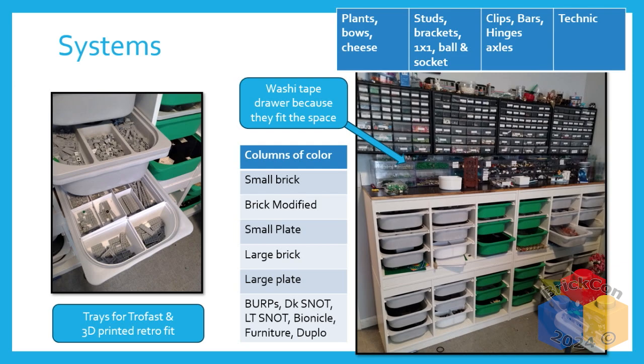My Trofast trays here show that I have 3D printed, or really my husband has 3D printed, bins to fit in the Trofast to make Trofast usable because I didn't want to buy a new system, but really they're better for kids in my opinion. I don't know about yours. And again, I have the same columns of color and then by parts: small brick, brick modified, small plate, large plate, base plate across. So everything's organized, at least in my system, so I can find things. The Akro-Mils go into sections of different plate style things.